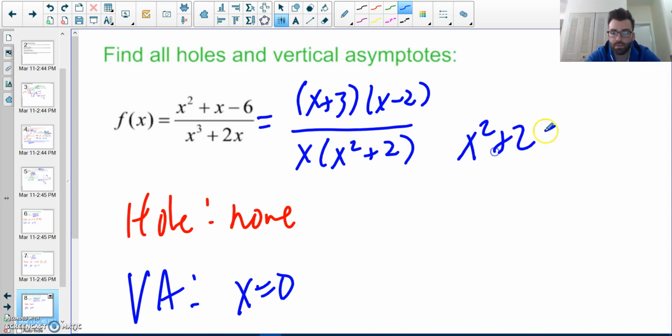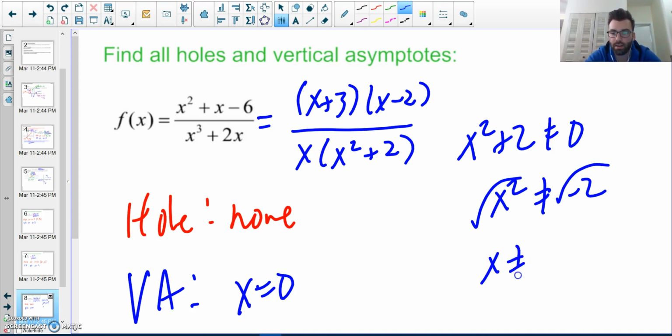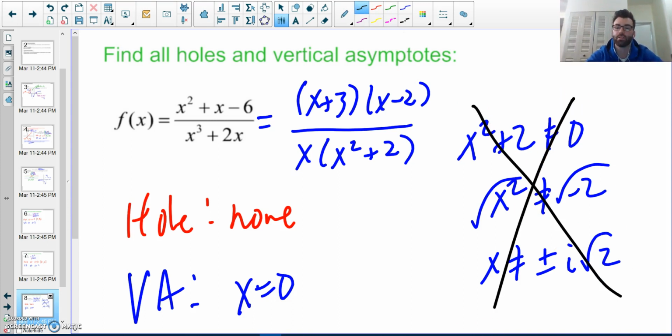X squared plus 2 cannot equal 0. X squared cannot equal negative 2. Root x cannot equal plus or minus i radical 2. Since this is an imaginary number, okay, we're not going to graph imaginary numbers, so I can toss this one out. So this will not really cause me issues in my denominator or in my function, only that there. Okay, so you do not have to include this over here. All right. I did this anyway just to make sure that it was an imaginary root.